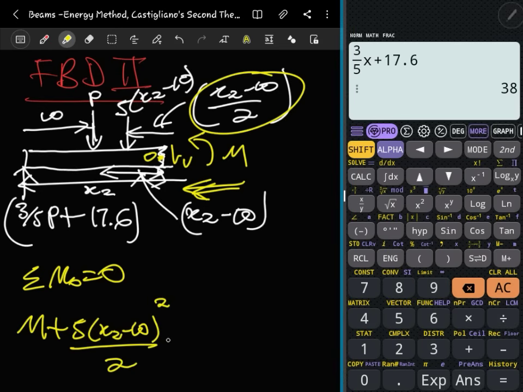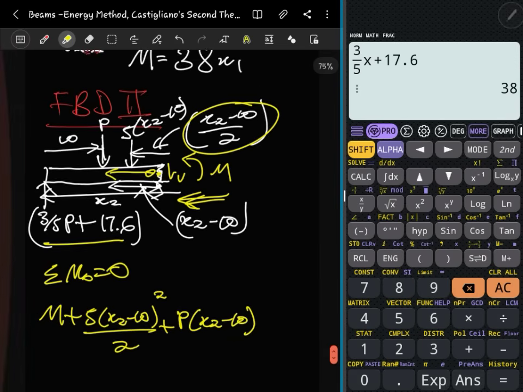The next force that we encounter is the P, right? What's the distance for the P? It's actually from this side here, so that's x2 minus 10, right? x2 minus 10, right, for the P. What's the next one? Is this one.